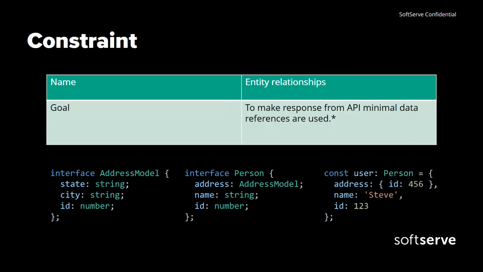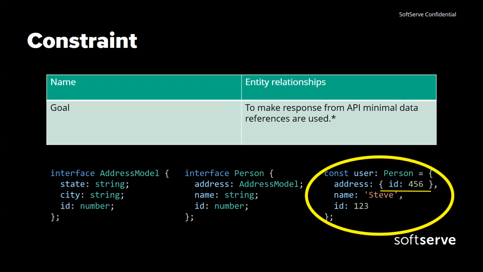So an example of a response from the API, a person model, can look like this. We can see the ID, we can see the name, and we can see the address model, but not the whole model, just a reference. It contains the ID of the real model from another module from our store, for example. So this is the reference.